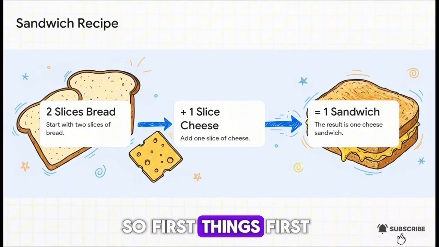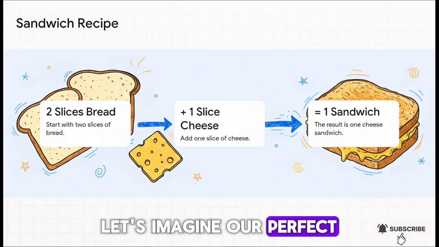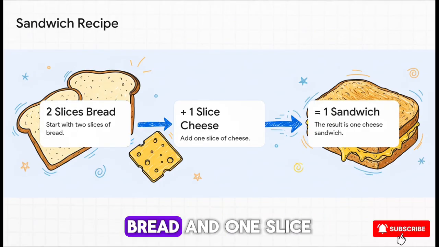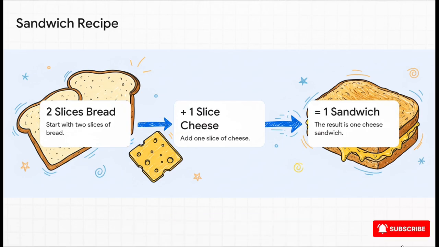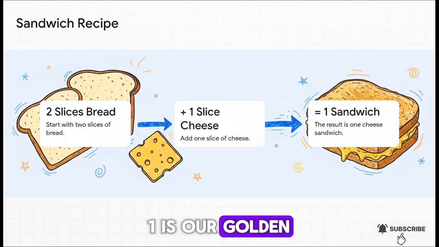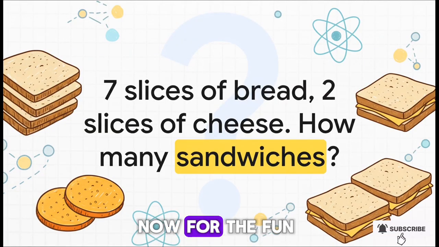Okay, so first things first. Let's imagine our perfect cheese sandwich recipe. It's super simple. You need 2 slices of bread and 1 slice of cheese. That gets you 1 sandwich. That ratio, 2 to 1, is our golden rule. Okay, now for the fun part.